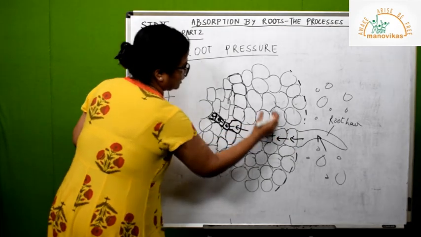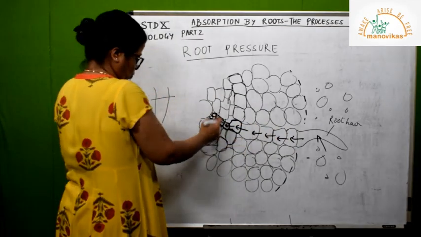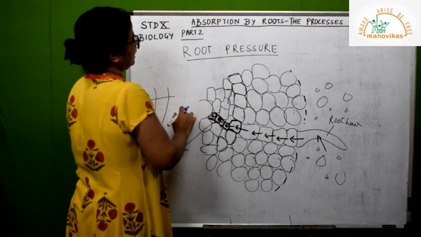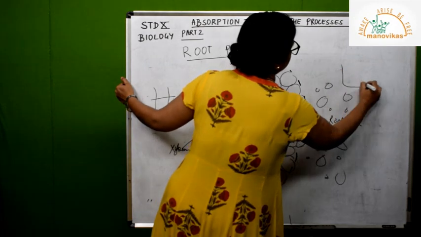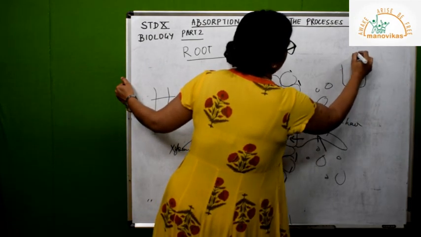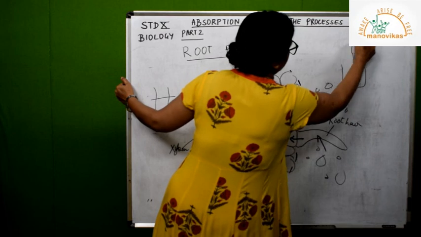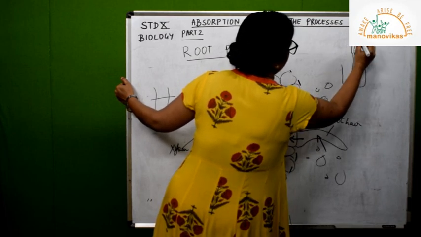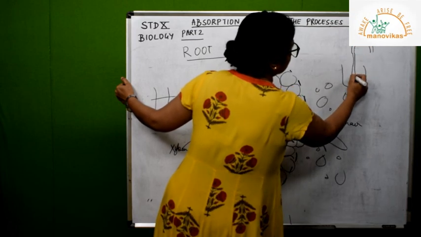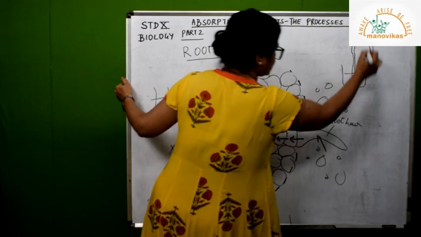So, one becomes turgid, the other becomes flaccid, one becomes turgid, and so on and so forth via the xylem. Now, suppose we take a herbaceous plant here, and the plant has been cut. If you put a pipe here with a graduated scale, you can actually measure the root pressure.